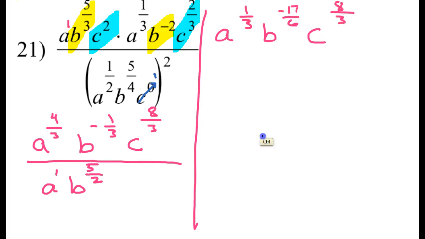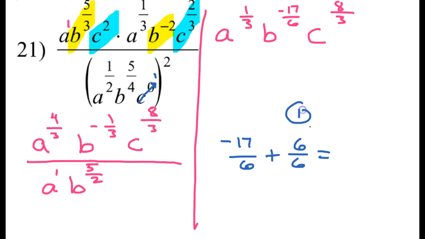Focus on the negative 17 over 6. So I've got negative 17 over 6. I need to add a whole number to this that will give me a positive result. A whole number would be like, for example, 6 over 6, because that's 1. But that's still going to give me a negative number. So I've got to go bigger than that.